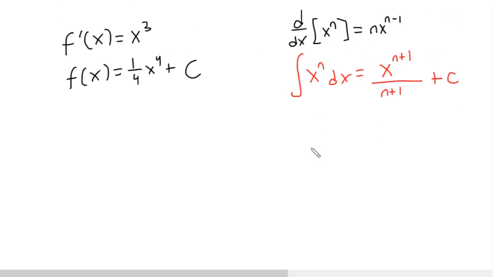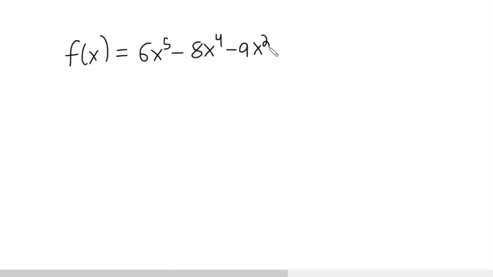So let's just dive right into an example and we'll give it a shot. So let's say I had f of x equals 6x to the fifth minus 8x to the fourth minus 9x squared, and I'm asked to find the antiderivative. So if your function is just given as f, not f prime or f double prime or something like that, then the notation is that your antiderivative is the capital version of that. It's the uppercase function, so it's going to be capital F of x. And this big F stands for antiderivative.